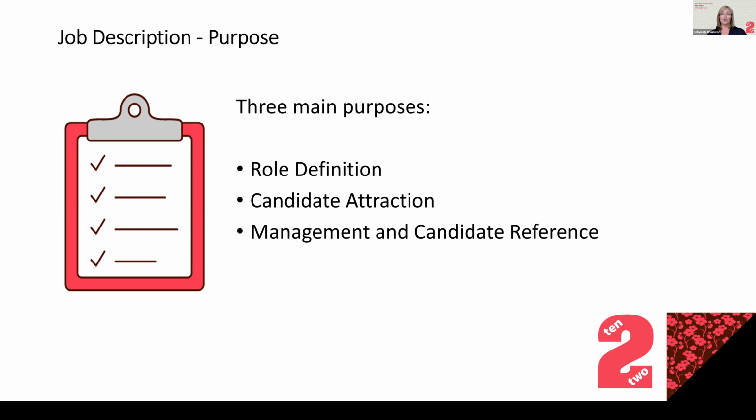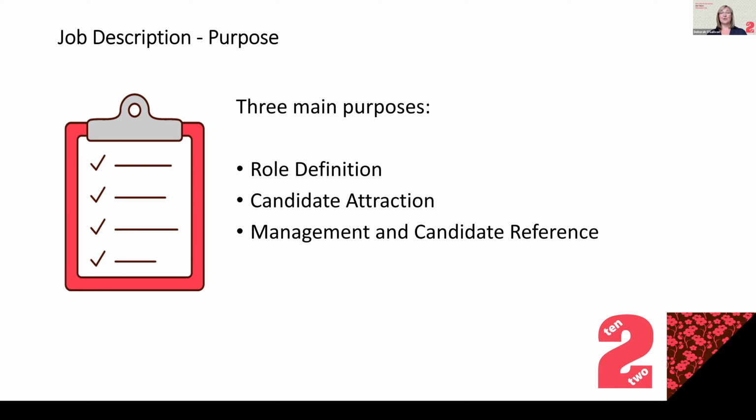It will be the basis of your candidate attraction. So it won't be your job ad, but it will form the basis of your job ad. So it will be used for candidate attraction. And then the third point, which I think some people forget about, I think job descriptions are often written and filed, but actually they're a management and a candidate reference point. So it helps a candidate understand what is expected of them. It's really useful at appraisal times. And it's really useful for both the line manager and broader management to say, okay, do our job descriptions actually all together deliver what we want to deliver as a business? So probably more important than perhaps you thought.